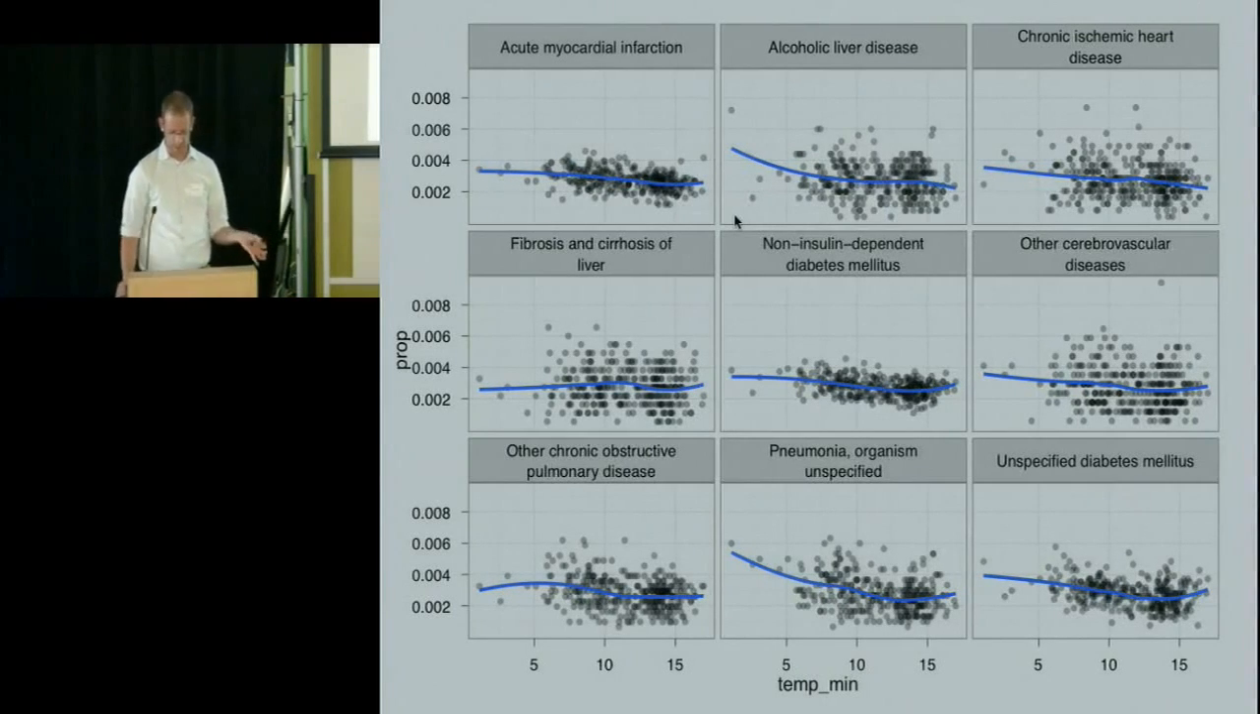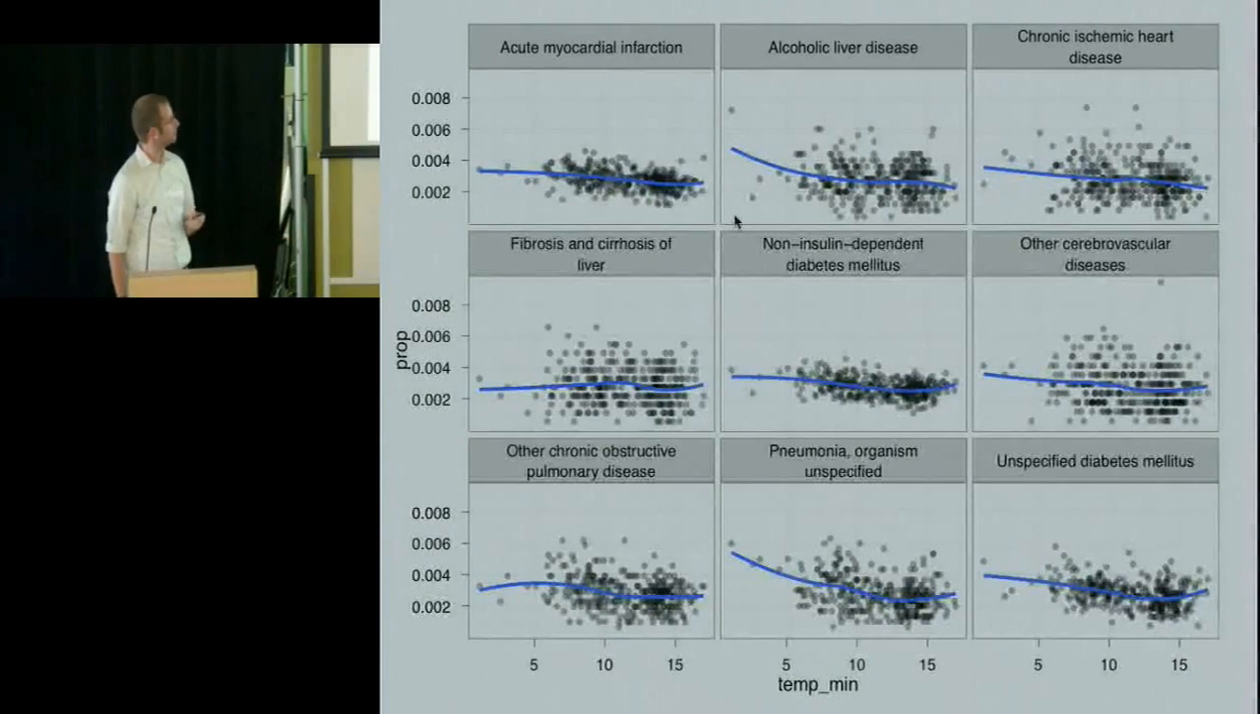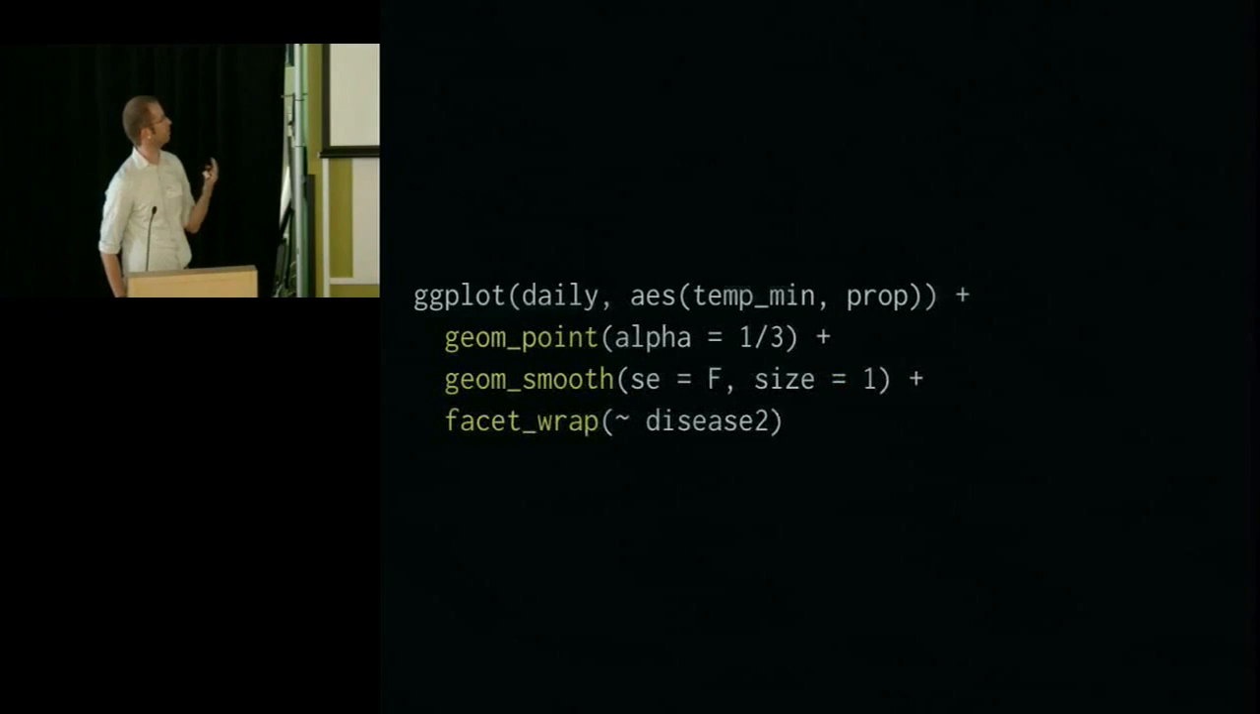So there doesn't seem to be much strength to say individual diseases are particularly affected by the weather. Maybe if we had more data, maybe if I managed to find more weather stations across all of Mexico, I'd get more deaths and I'd have more power to pick up those changes. I want to conclude by showing the code I used for that plot.